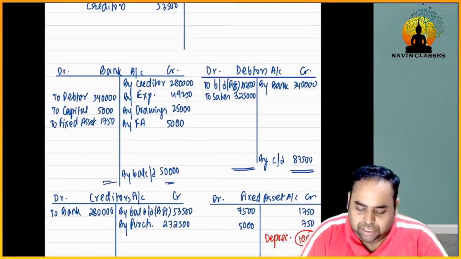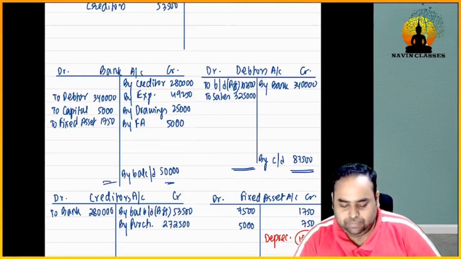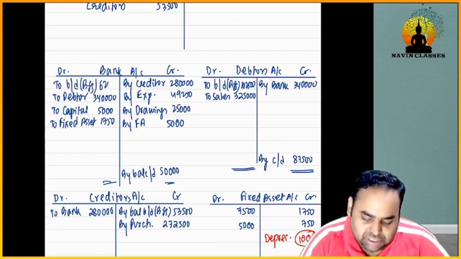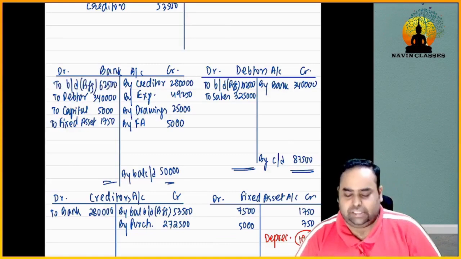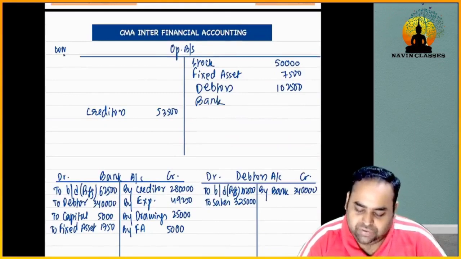There is no opening balance even in the bank. 50 plus 5 plus 25 plus 49,250 plus 280 minus 1,750 minus 5 minus 340, which gives 62,500. To balance BD, we have 62,500 as the bank balance.